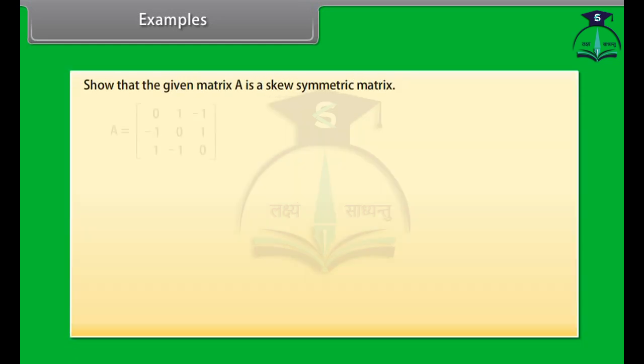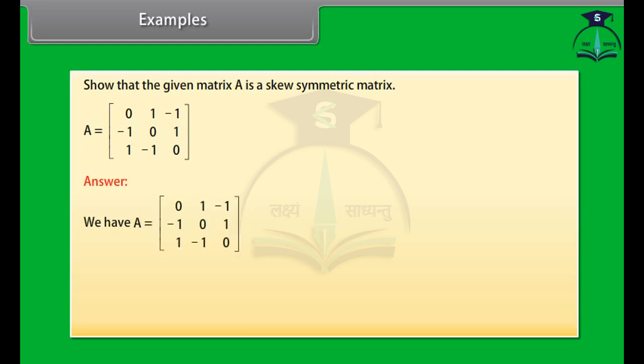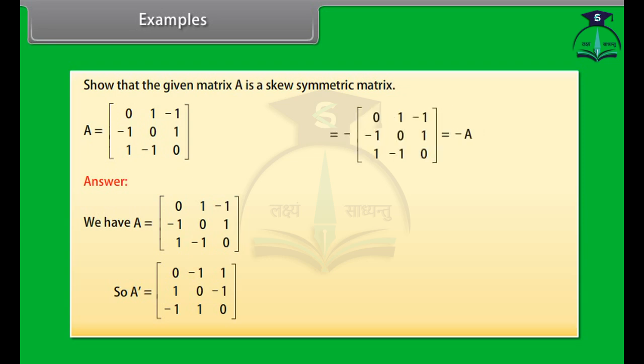Examples. Show that the given matrix A is a skew-symmetric matrix. We have given A, so A transpose is the matrix with first row 0, minus 1, 1, second row 1, 0, minus 1, third row minus 1, 1, 0. We can see that this is equal to minus A. Therefore, A dash is equal to minus A. Hence, A is a skew-symmetric matrix.